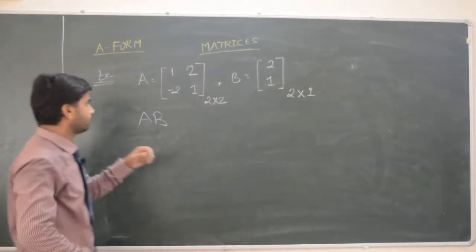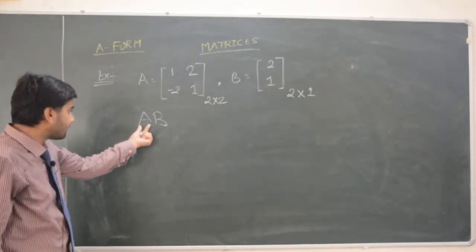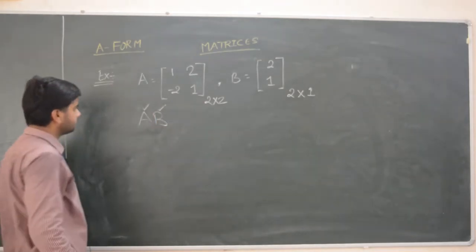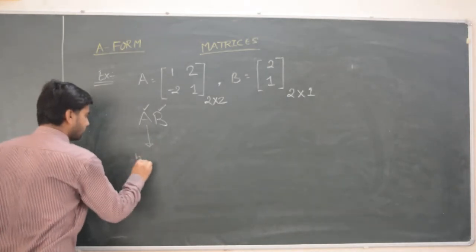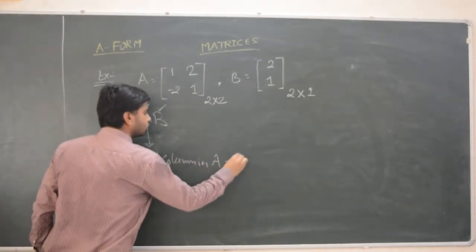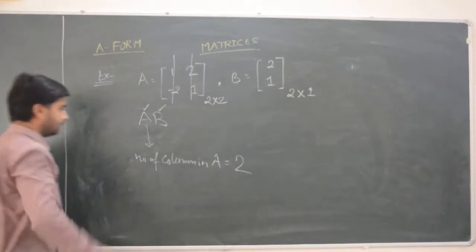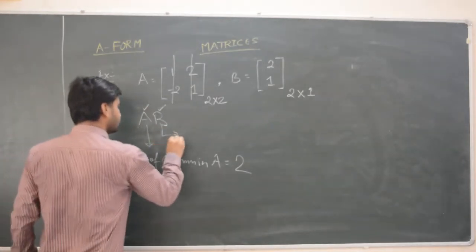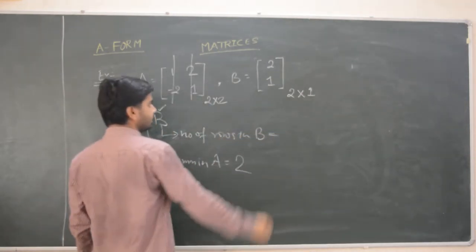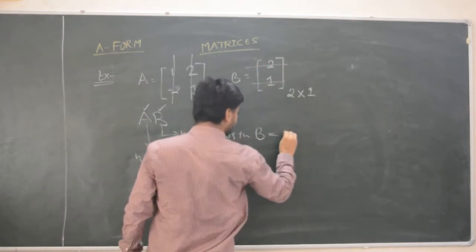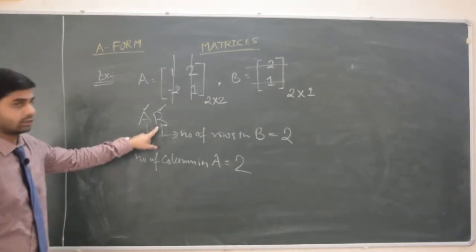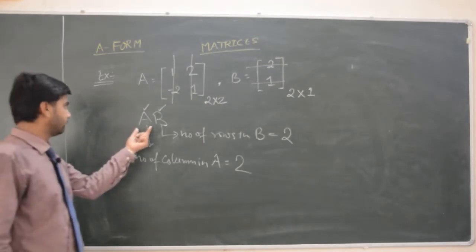We will check. If we want to calculate AB, the product of A with B, the number of columns in A must be equal to the number of rows in B. Here the number of columns in A is 2, first column, second column. And the number of rows in B is first row, second row, total 2 rows. So the number of columns in A is equal to the number of rows in B. That means we can easily multiply this matrix A with B.